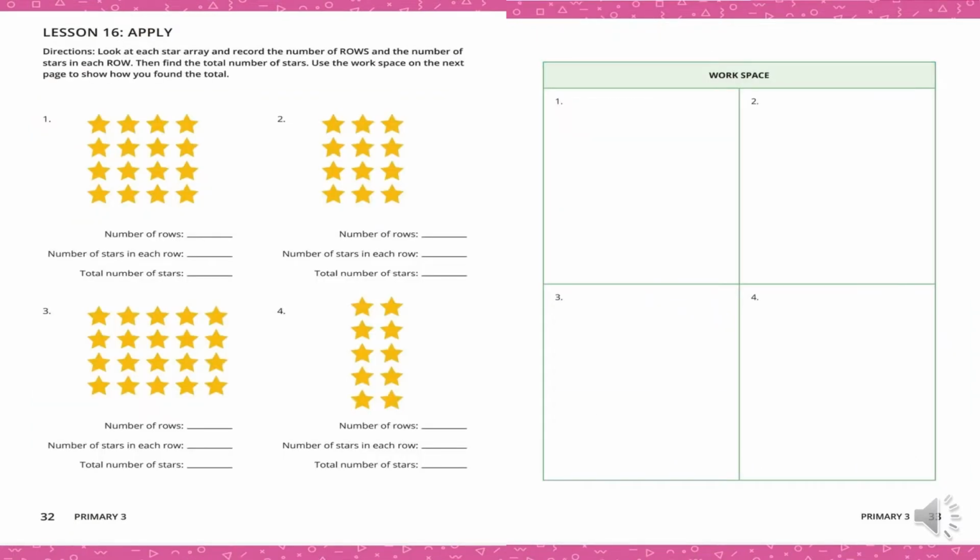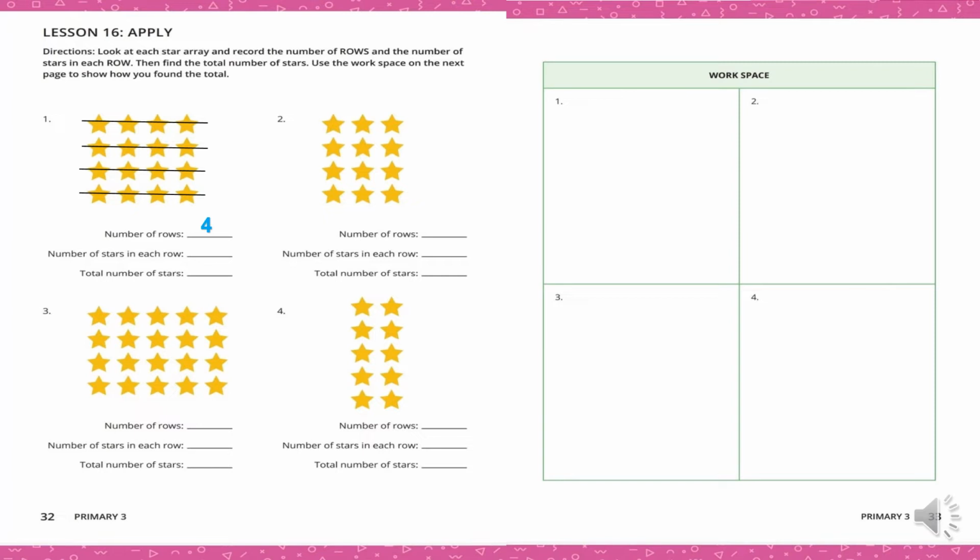Lesson 16, the apply part. Look at each star array and record the number of rows and the number of stars in each row. Then find the total of stars. Array number 1. In array number 1, how many rows do we have? Number of rows. We said rows are the items arranged in horizontal lines like this. Let's count rows together. 1, 2, 3, 4. So the number of rows, 4.